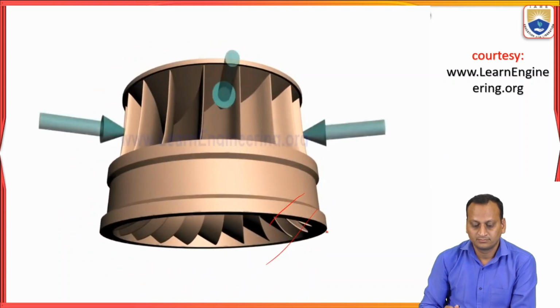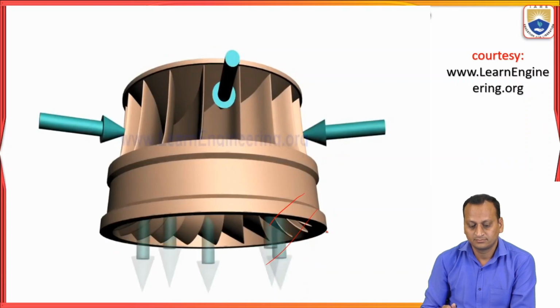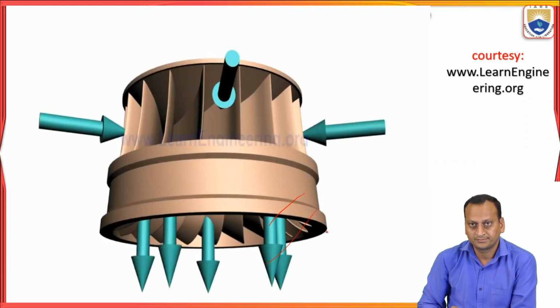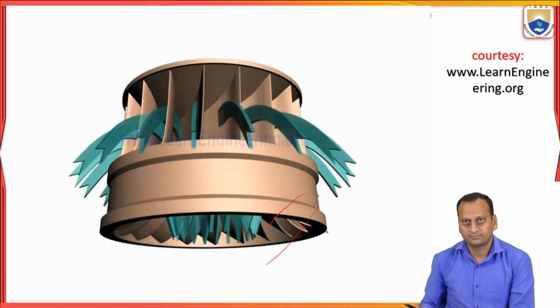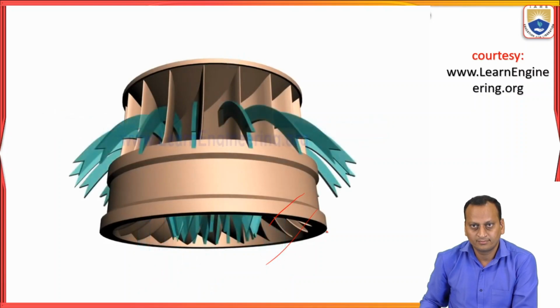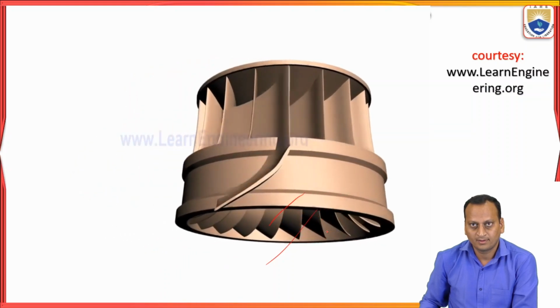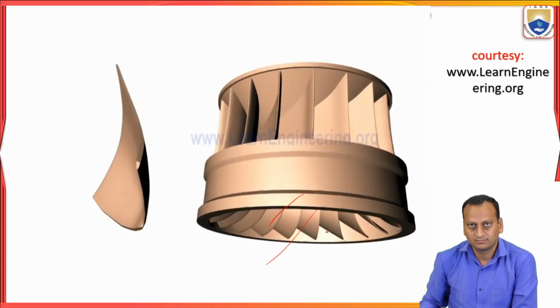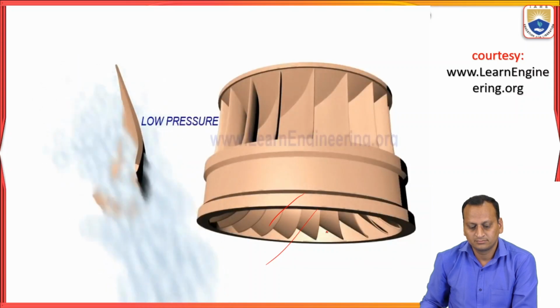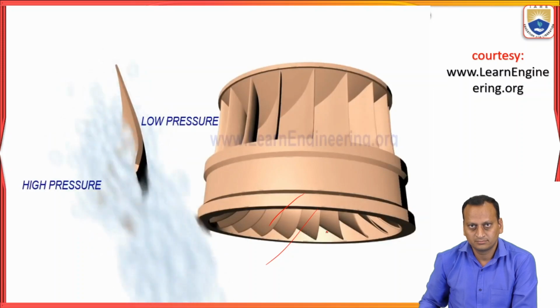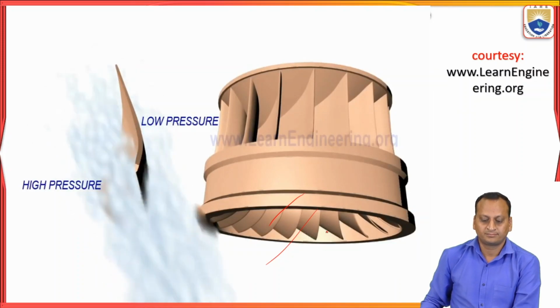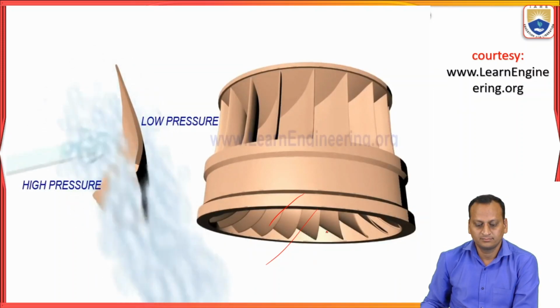In the runner, water enters radially and leaves axially. During the course of flow, water glides over the runner blades. Francis turbine blades are specially shaped. You can note that the blades have a thin airfoil cross section, so when water flows over it, a low pressure will be produced on one side and high pressure on the other side. This will result in a lift force.